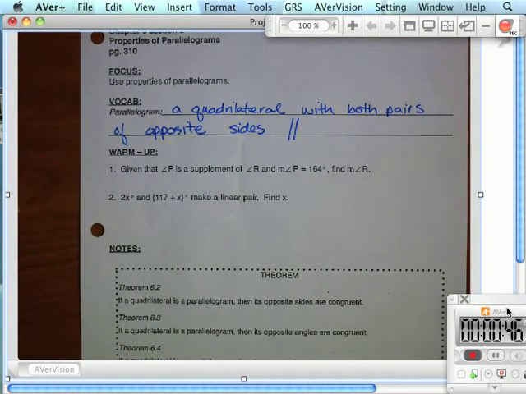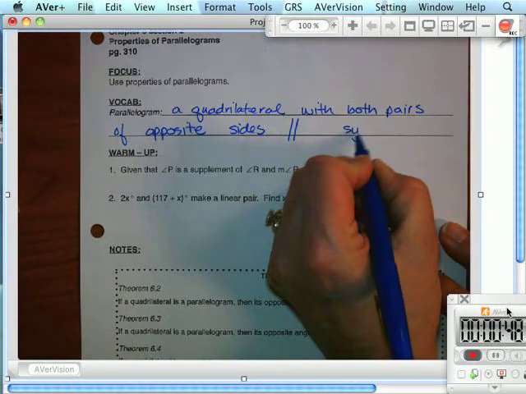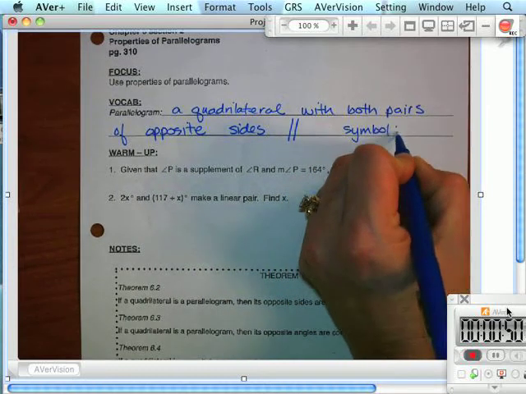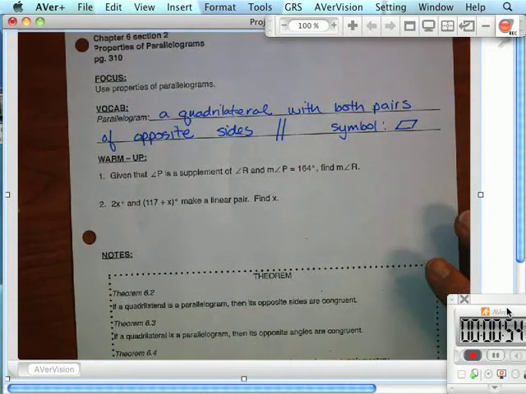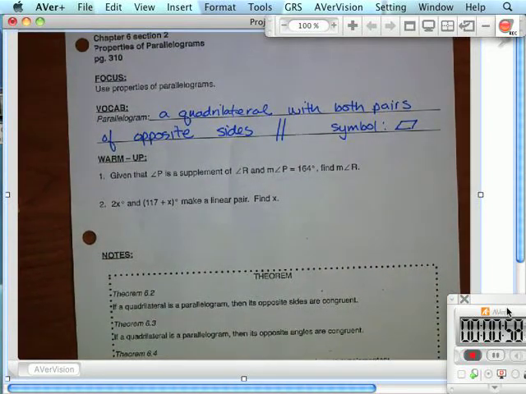Okay, you're also going to see it as a symbol like this. It looks like this. You're going to see this in the book. You're going to have a little mini parallelogram, and that means parallelogram. So that's what you'll see.